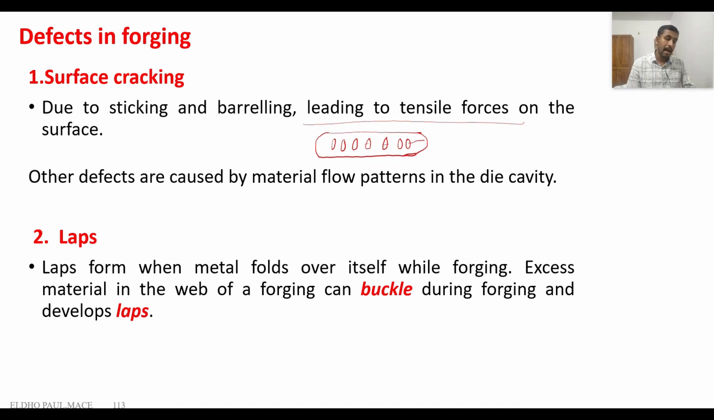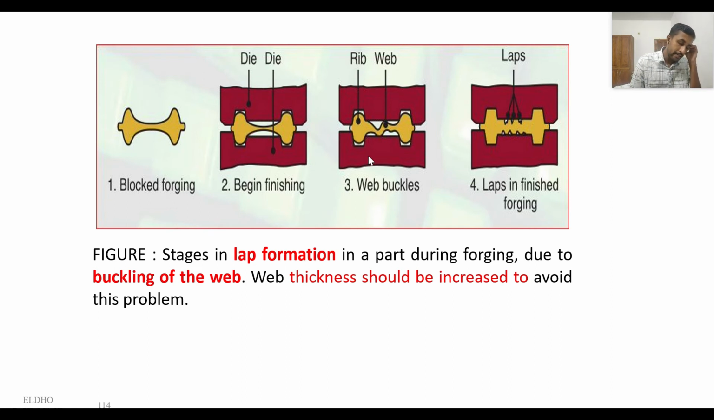The second defect is a lap defect, and in this lap defect, the web portion, we already discussed what the web of the final product is. This is the web portion. If the web portion is very thin compared to other regions, what happens? During the forging process, the web portion folds itself like this. Instead of forming the web like this, the final product should be like this. This is the final shape of the product.